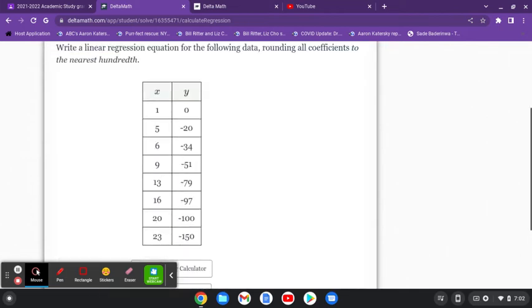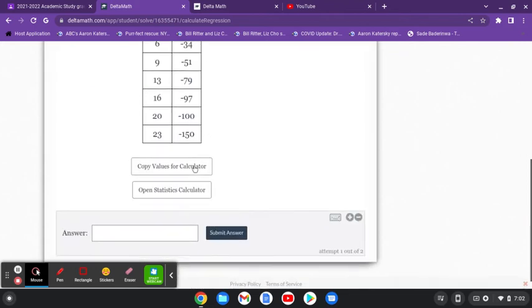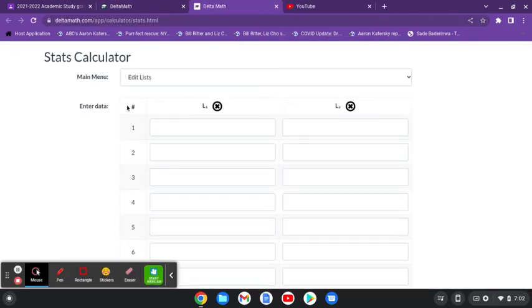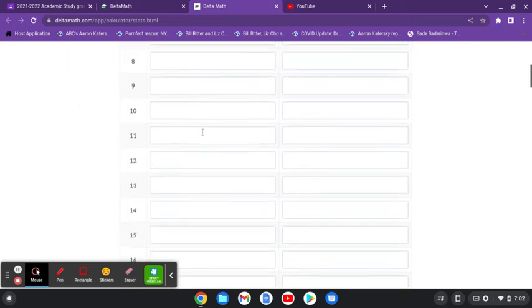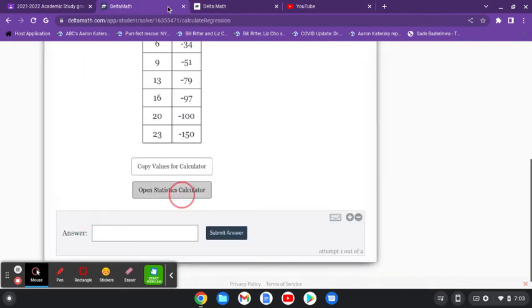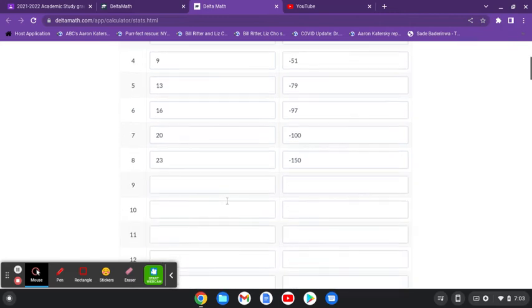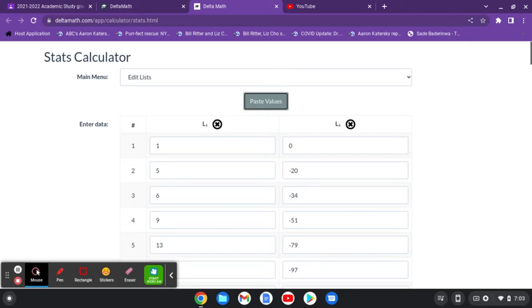Now, there is a calculator trick I am going to show you guys. So, we're going to open up our statistics calculator, and you'll see you're able to edit your lists. Now, instead of rewriting the whole table, you're going to click copy values for calculator, and then you'll click this button where you can paste your values. So you don't have to keep going through tab to copy down the values.